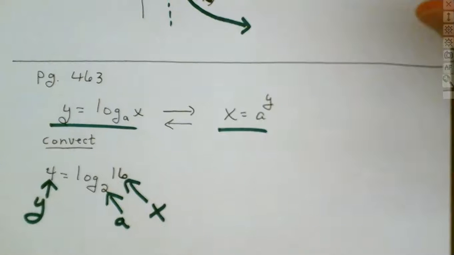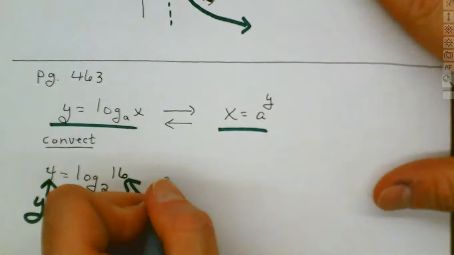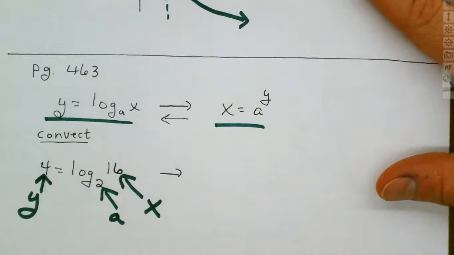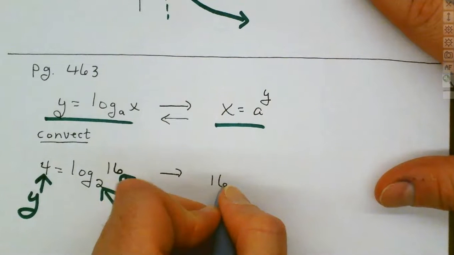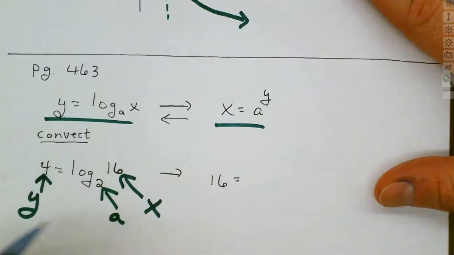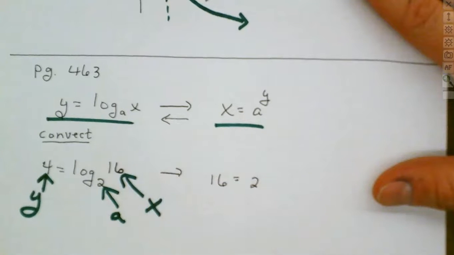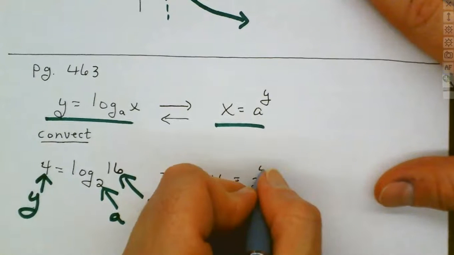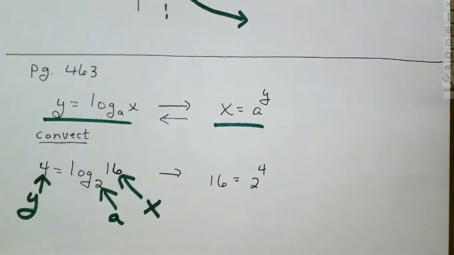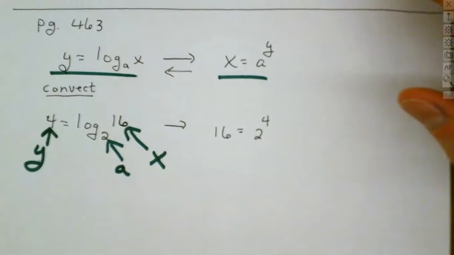When I convert this into an exponential, what does that look like now? That 16 goes out in front. Then we have a, which is what? 2. And our y is what? 4. And does that make sense? Yes, because 2 to the 4th power is what? 16. Do you see how I converted it? Let's convert another one.